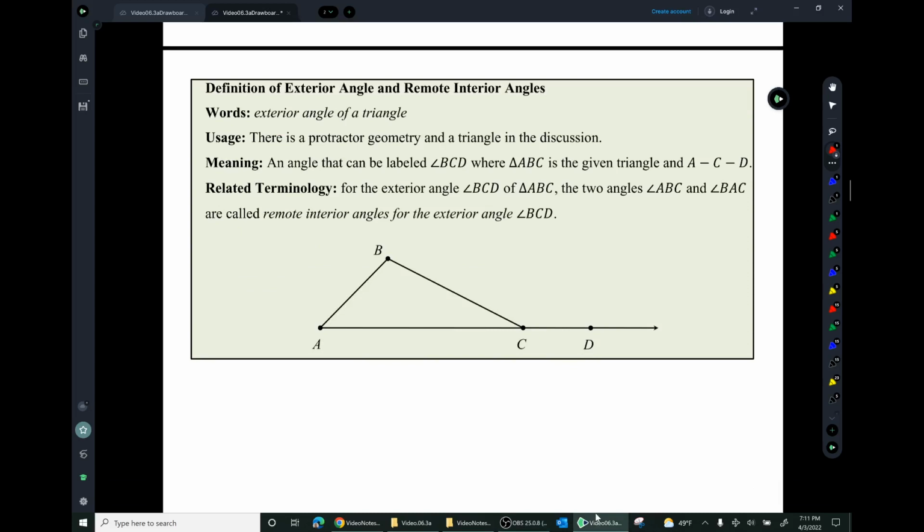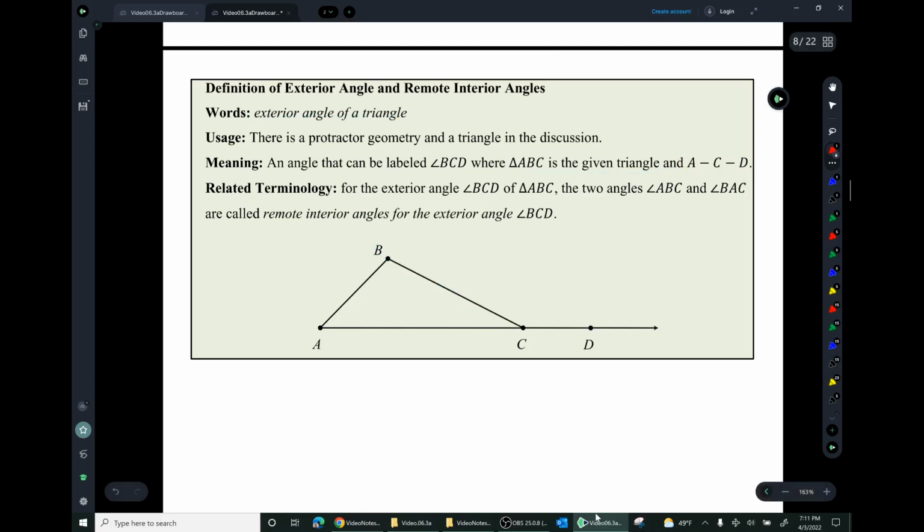Finally, on to the neutral exterior angle theorem. First, the definition of an exterior angle of a triangle. An exterior angle of a triangle is defined this way. It's an angle that can be labeled as angle BCD in a configuration like this. We have a given triangle ABC, and we have a point D such that A, C, and D are collinear, and C is between A and D. So that's the definition of an exterior angle.